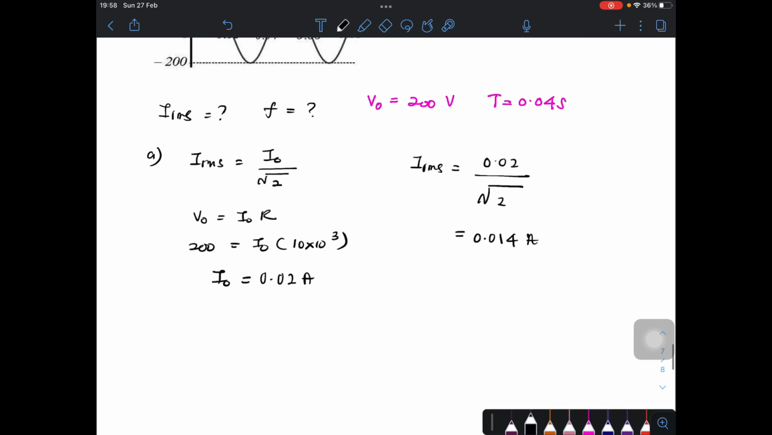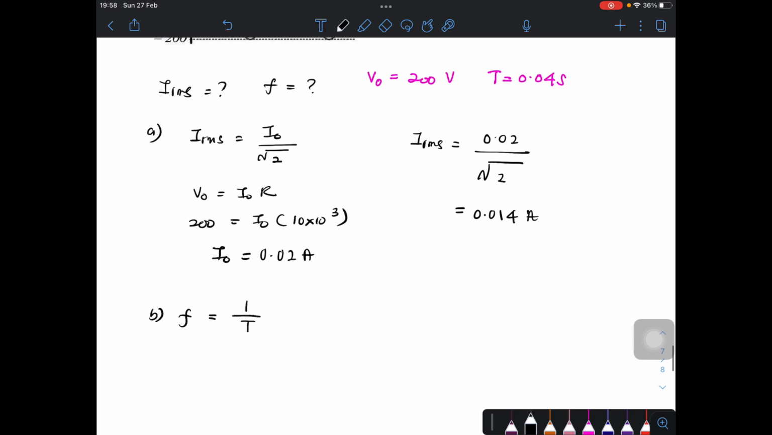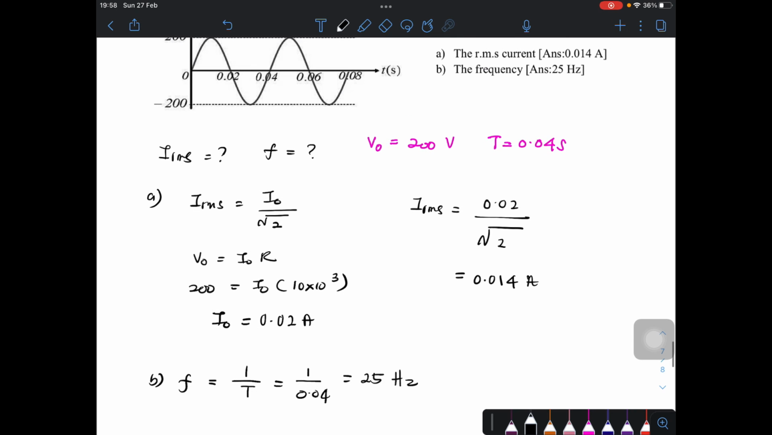Okay, next one, we want to find the frequency. Frequency is equal to 1 over period. And then period kita sudah dapat, 0.04. So it will be equal to 25 Hz. Okay, senang je kan? So you just need to know how to use the formula.